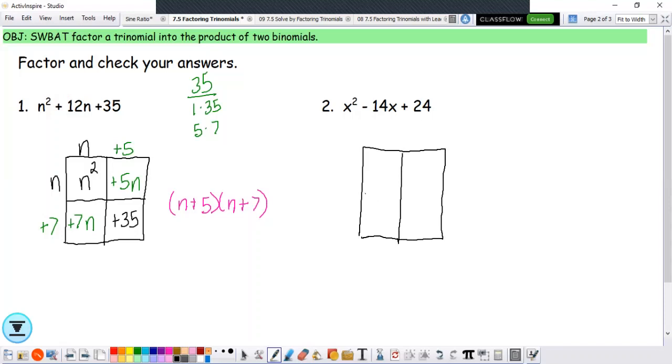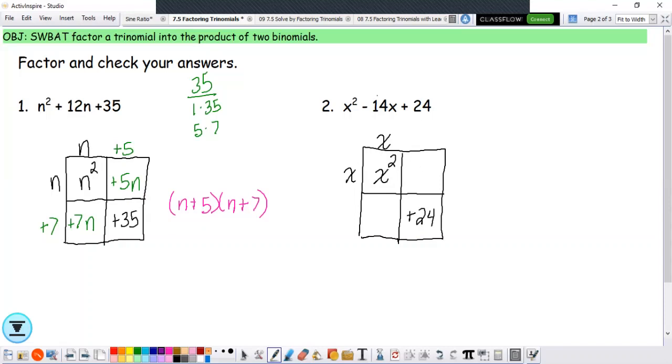We can still put the squared term in the top left corner, so x squared. The constant, the positive 24, in the bottom right. And we have x times x. Now let's think about this a minute. We know the constant term has to be a positive, but the middle term is a negative.